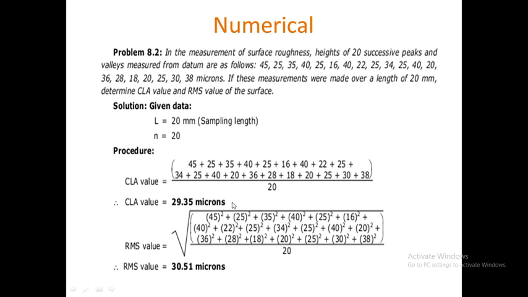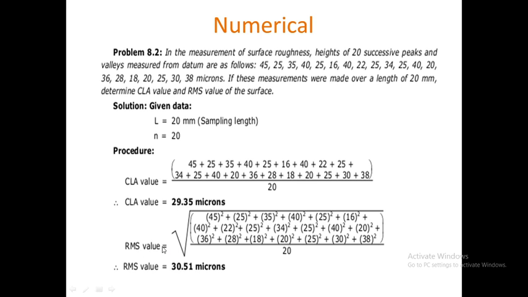Students, note that all the values should be positive. Here successive peaks and valleys are given, but the values should be taken as positive only. For the valleys, we should not take negative values. All the values should be positive, and after addition of all the values, we divide by the total number of divisions, and then we get the CLA value.